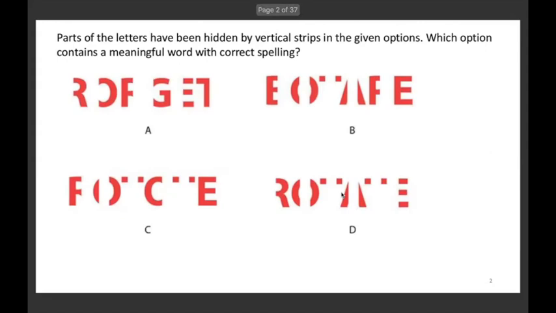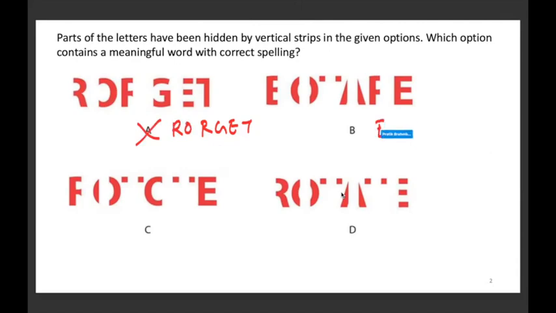There's the first question. Parts of letters have been hidden by vertical strips in the given options. Which option contains a meaningful word with correct spelling? All right, let's do this. So the first option A, the word is RORGET, not a correct word.